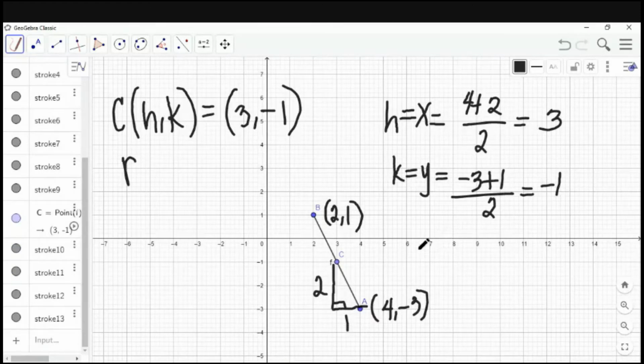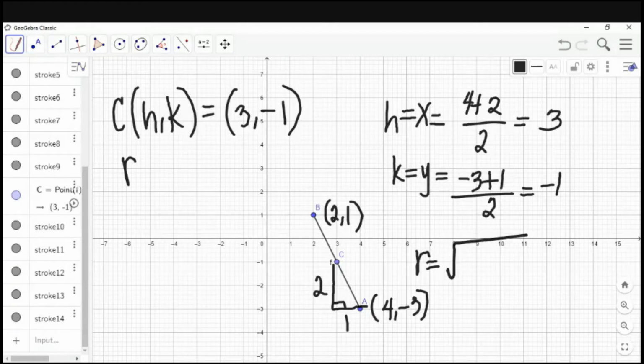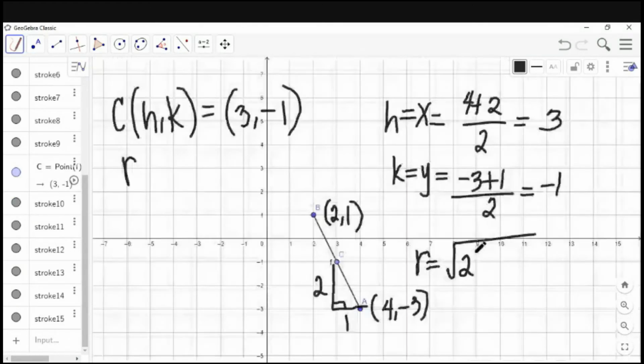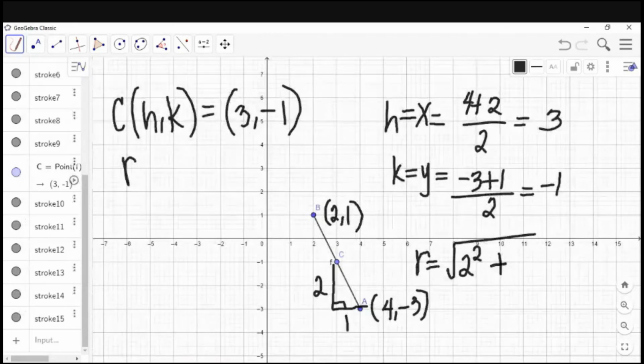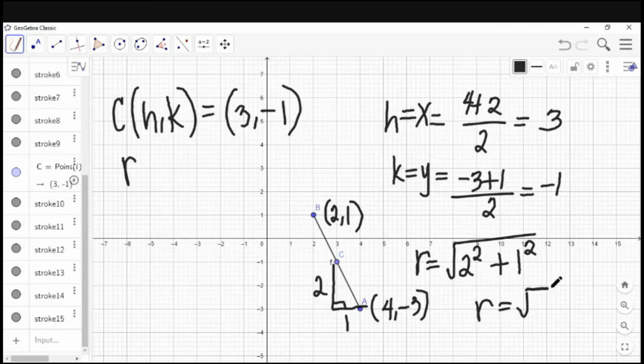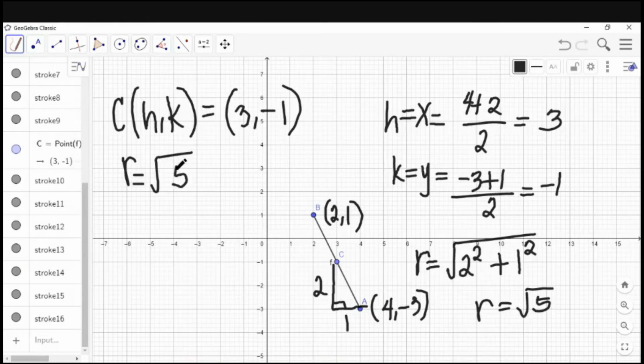So by substitution, to get the radius or the hypotenuse, we will have the square root of 2 squared plus 1 squared, which is equal to the square root of 5. Therefore, my radius in this circle is square root of 5.